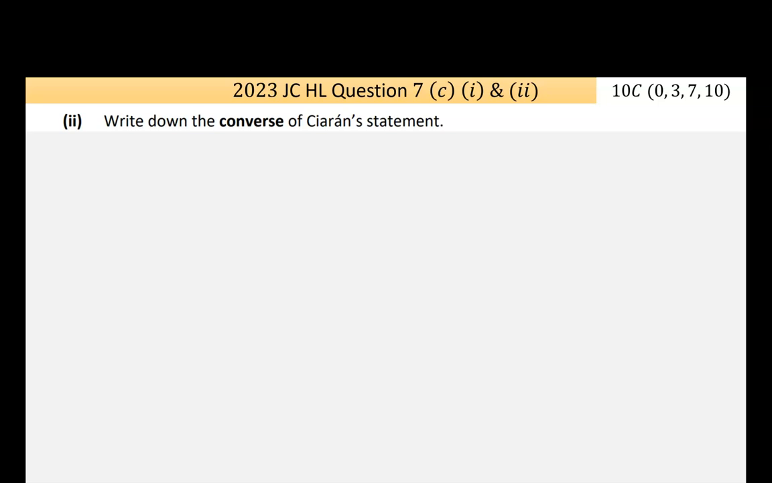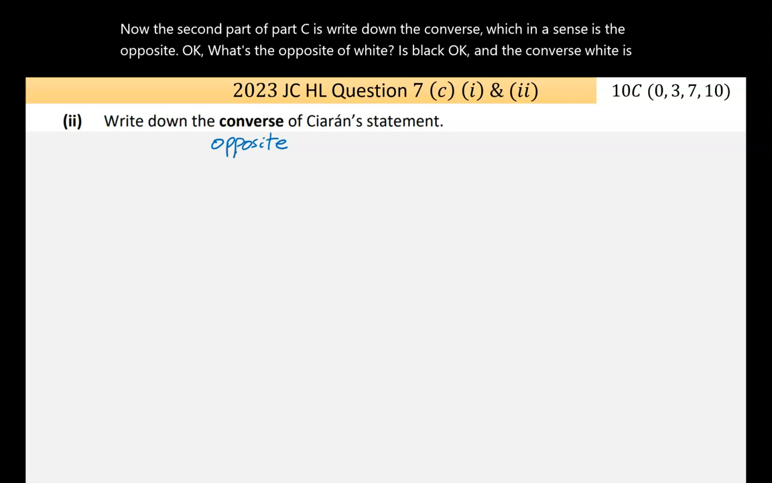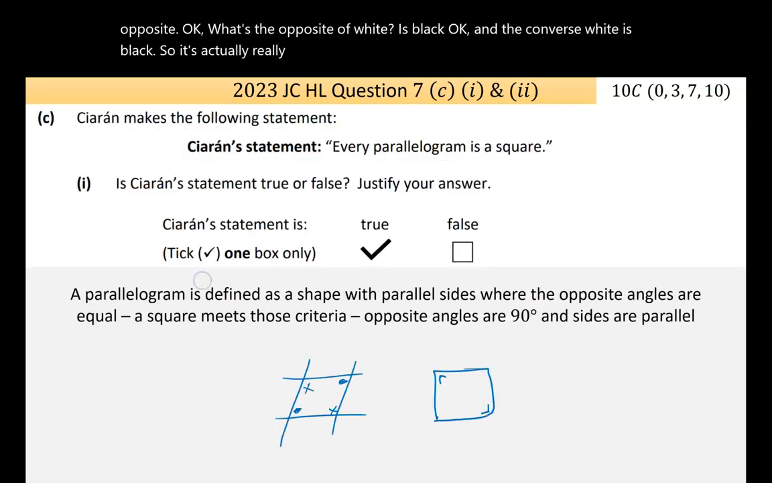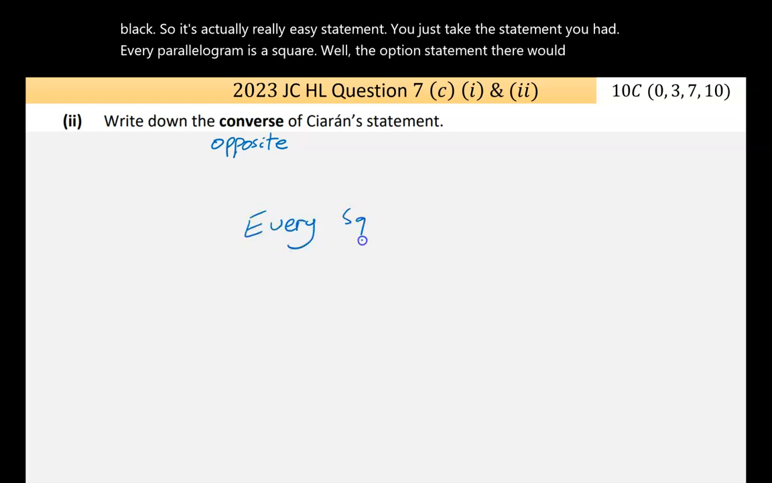Now the second part of part C is write down the converse, which in a sense is the opposite. Okay, what's the opposite of white? Black. Okay, the converse of white is black. So that's actually a really easy statement. You just take the statement he had: every parallelogram is a square. Well, the opposite statement there would be every square is a parallelogram.